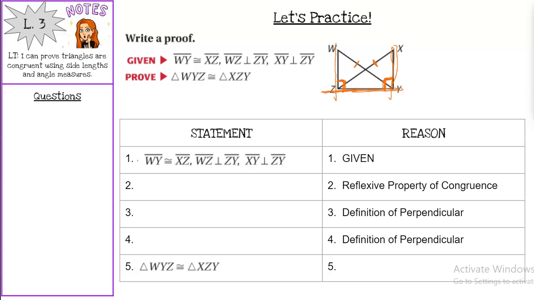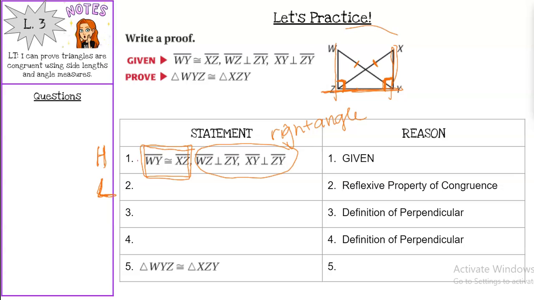So we want to prove that WYZ is congruent to XZY. Right now we have our givens. So I know that this piece is that hypotenuse for the hypotenuse leg. This piece is giving me that right angle information. And then we just need that leg piece. So we need to know where our leg is.